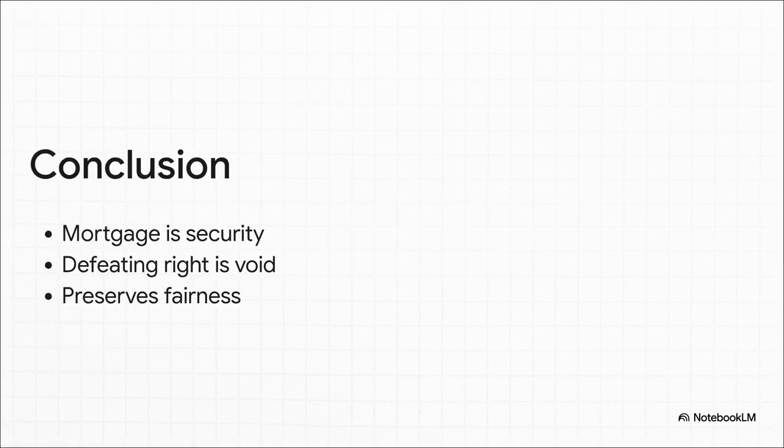Mortgage remains only a security for debt. Any attempt to defeat this right is a clog and void. Preserves fairness in mortgage transactions. Class, write these exact concluding phrases to secure those final marks. A mortgage is never a transfer of absolute ownership, it is merely security for a debt. The moment the debt is cleared, the security must be returned. Any tricky condition drafted by a clever lawyer to trap the borrower is a clog, and equity will absolutely crush it as void. This strict framework preserves fairness in all property transactions.